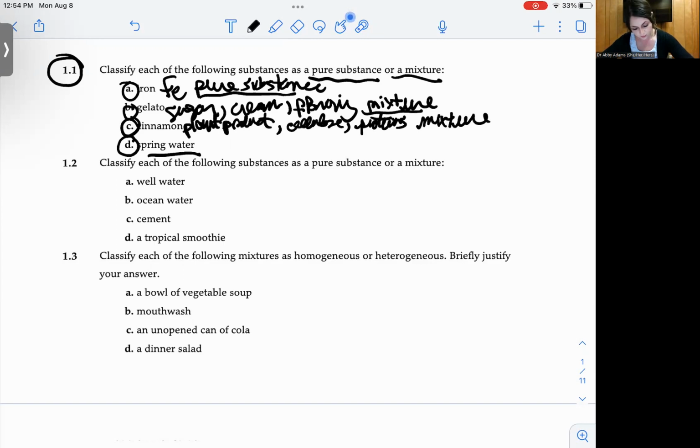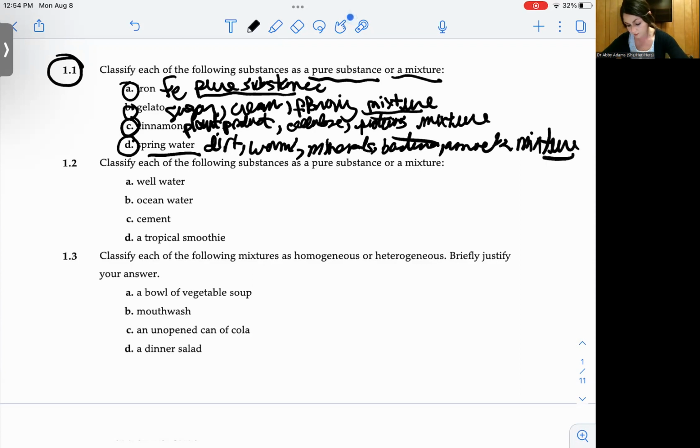But you're going to have some dirt. You're going to have maybe some worms even. In reality, you're going to have some minerals, right? You're going to have maybe like some bacteria or some amoebas in there if it's like straight spring water. One way or another, this is a mixture. Okay, it's definitely a mixture. So of these, A was your pure substance. Okay, you can see the difference there.